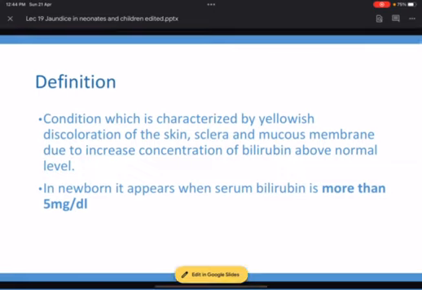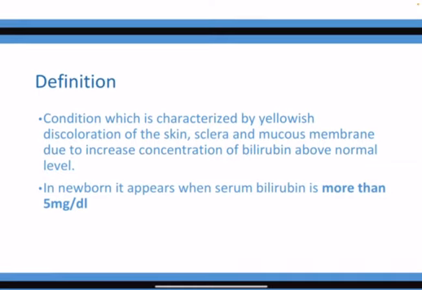Inflammation of either sclera, mucous membrane, or skin. For jaundice to be apparent, or to look at someone and say he's jaundiced, the patient must have a bilirubin level of at least 5 milligram per deciliter or above. So any level below 5 is not something that you can visualize or see.